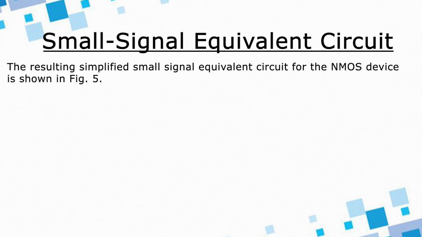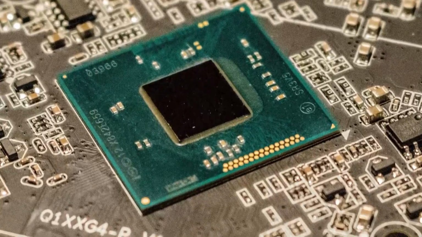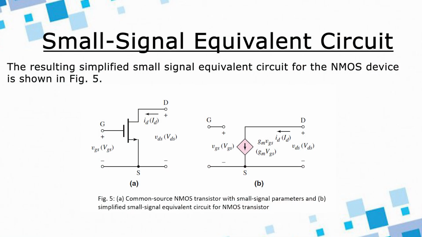The resulting simplified small signal equivalent circuit for the NMOS device is shown in figure 5. This is the small signal equivalent for a NMOS transistor with small signal parameters, and figure B shows the simplified small signal equivalent circuit for a NMOS transistor. So, here we can see there is a NMOS transistor and there is a small signal equivalent of the same transistor. So, capital G, D and S represent the gate, drain and source terminals, G for gate, D for drain and S for source.